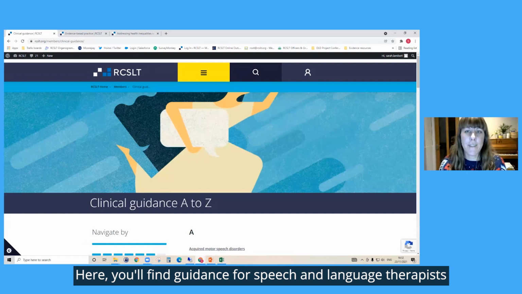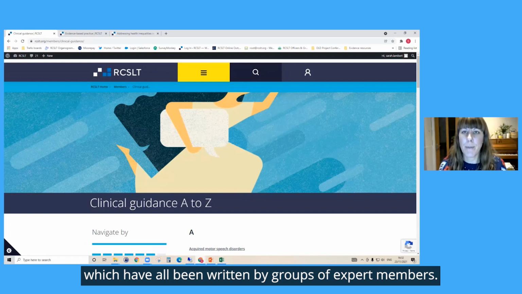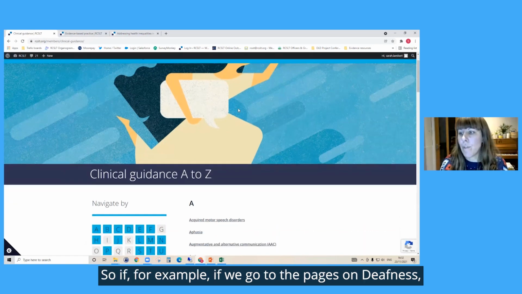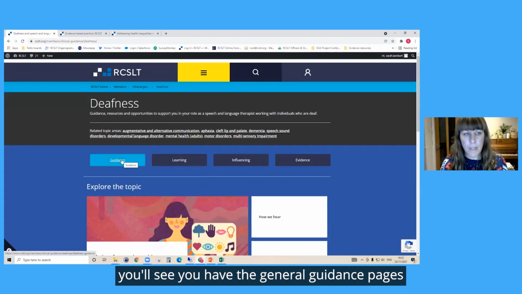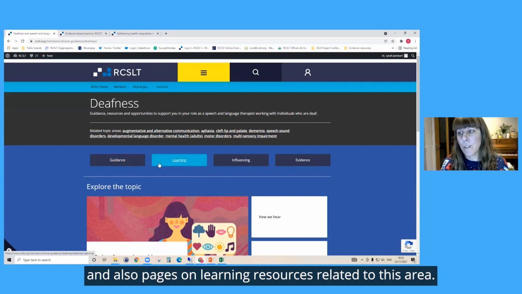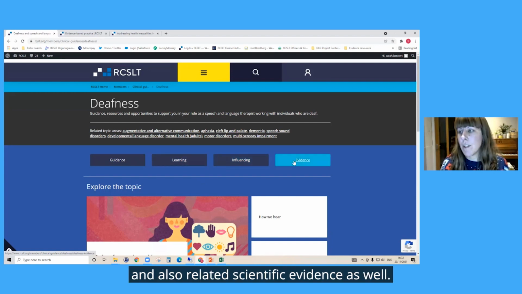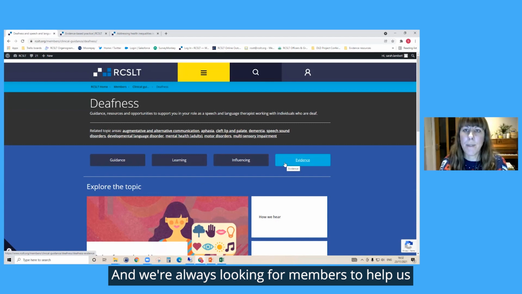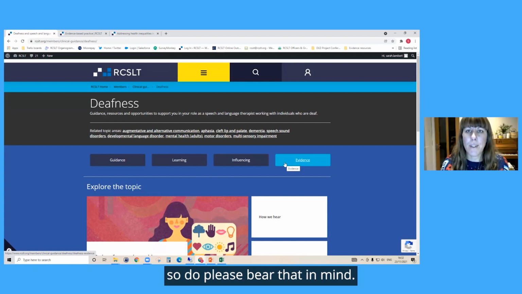Here you'll find guidance for speech and language therapists on almost 40 different clinical areas, which have all been written by groups of expert members. So if, for example, we go to the pages on deafness, you'll see you have the general guidance pages and also pages on learning resources related to this area, information about influencing in this clinical area, and also related scientific evidence as well. And we're always looking for members to help us with developing our guidance, including when you're a student or an NQP. So do please bear that in mind.